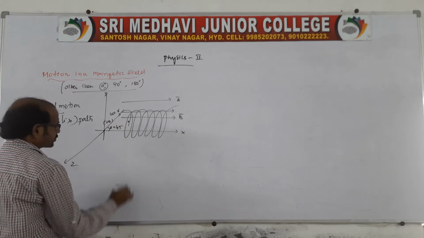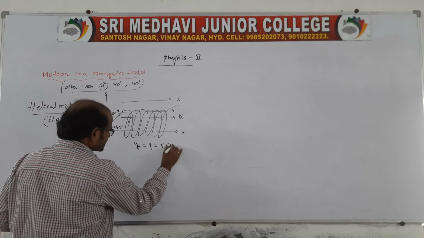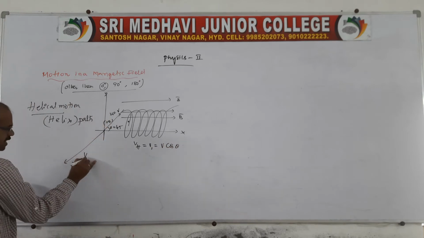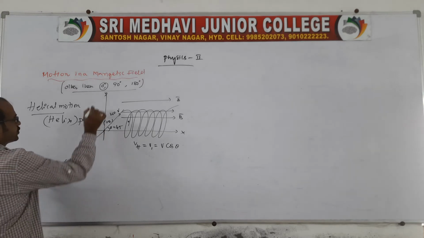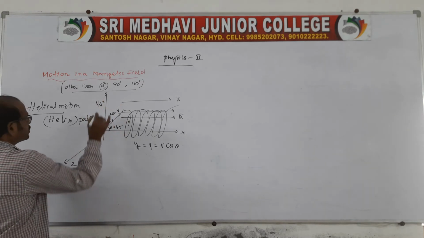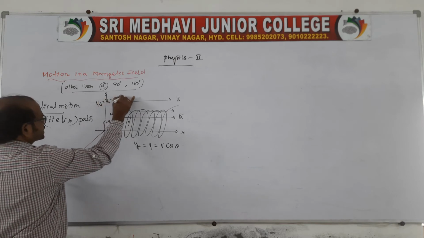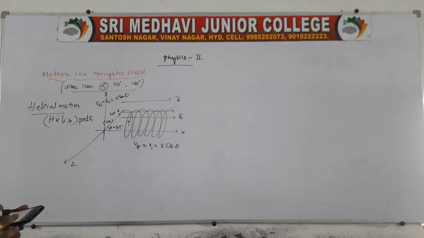V can be resolved into two components. Vh is equal to V1 is equal to V cos theta. And one more, we can say Vn, that is vertical, because it is in between. Vn, or we can say V2, is equal to V sin theta. Of course, along this, it is not affected. Is it affected anything? No.